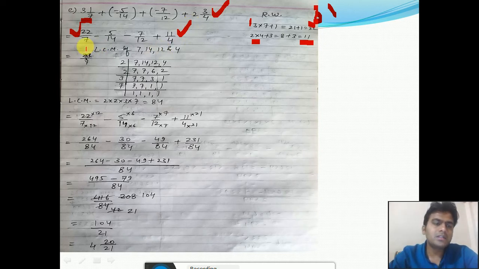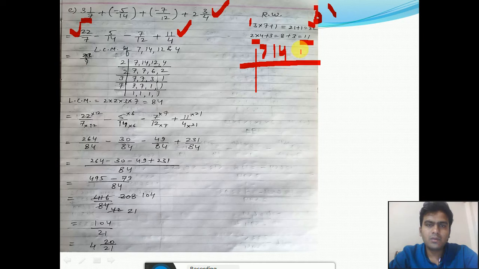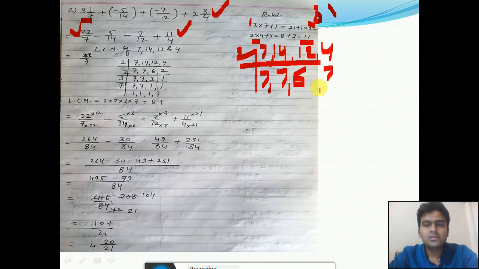Now we will see the denominators. So the denominators are 7, 14, 12 and 4. Now we will take the LCM of these numbers 7, 14, 12 and 4. Now these numbers 12, 4 and 14 can be divisible by 2. So we will write 2 here. 2 7s are 14. 12 can be divided by 2, 2 6s are 12, and 2 2s are 4.